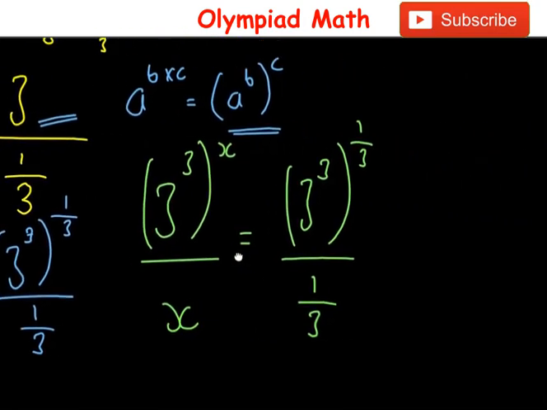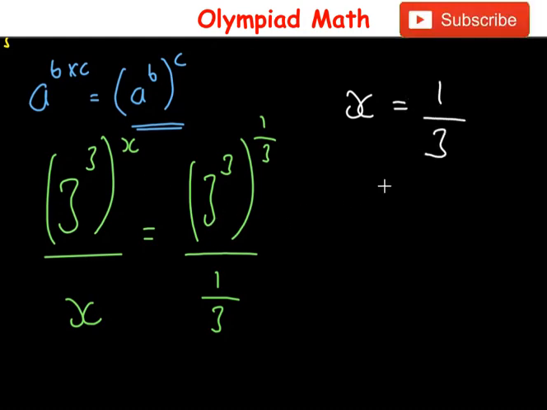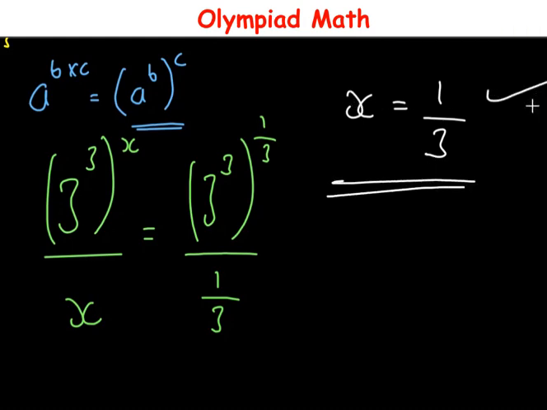Now, looking at this equation, by comparing it, 3 equal 3, x equal 1 over 3, 3 equal 3, x equal 1 over 3. So with this, the solution of x is equal to 1 over 3 by comparing this equation. So this is the value of x equals 1 over 3 as the final solution to the given question.